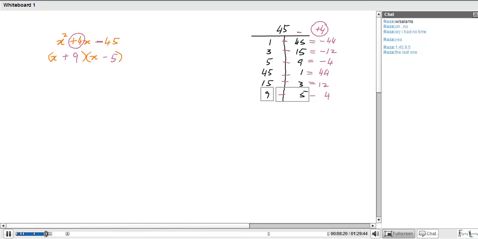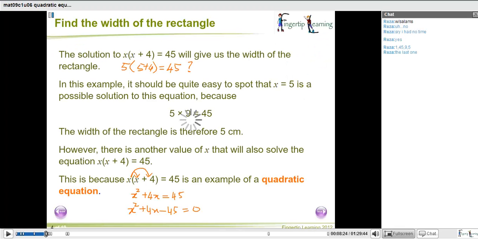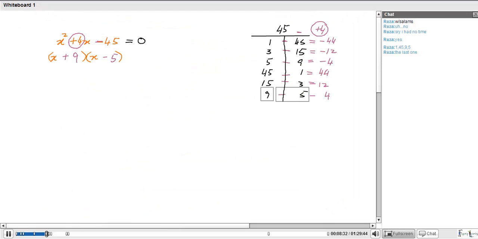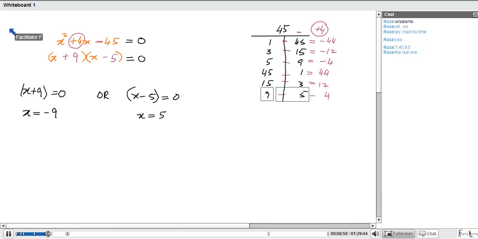Now what do you have to do? You know we got the equation where x was equal to 0, isn't it? We brought the 45 to the other side, so this became 0. So what you're going to do over here is you're equating it to 0. So we can say x plus 9 is equal to 0, or x minus 5 is equal to 0. Now you have to solve this equation. What do you get here? X is equal to minus 9. X is equal to positive 5.